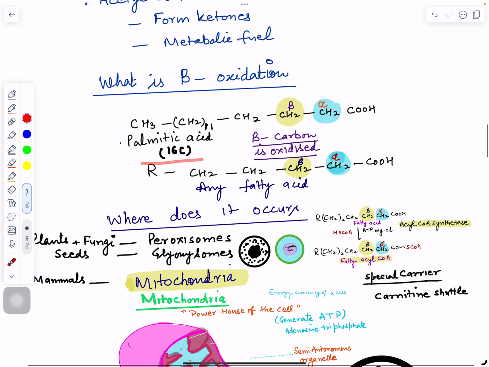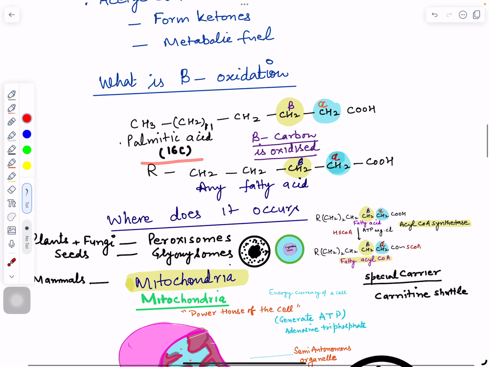Mitochondria are also called the powerhouse of the cell. Short chain fatty acids can directly enter the mitochondria, and medium chain ones can also enter, but long chain fatty acids cannot enter. So they need a special carrier for their entry across the mitochondrial membrane. This is called the carnitine shuttle, which helps in the entry of fatty acids into the mitochondria.